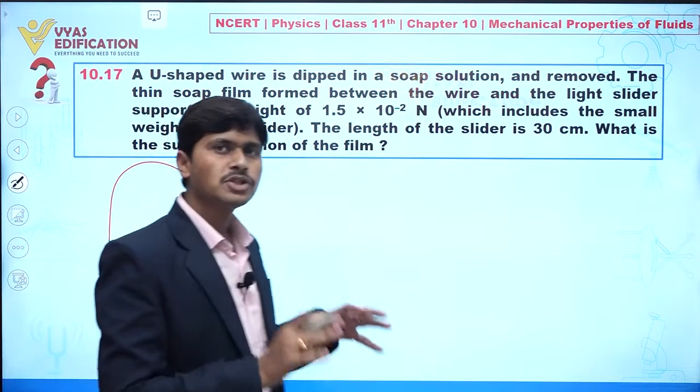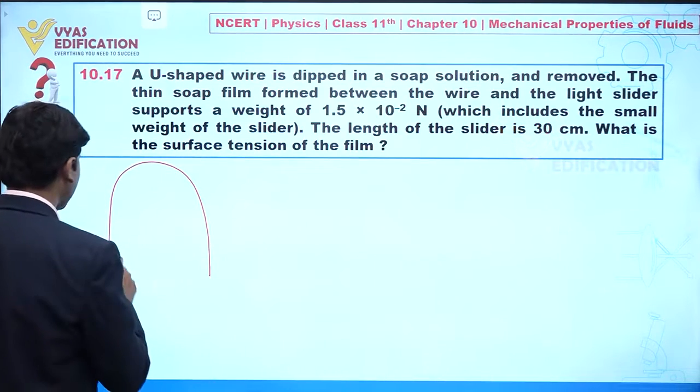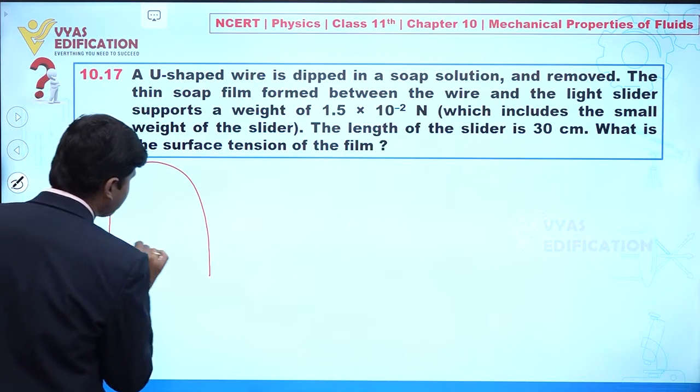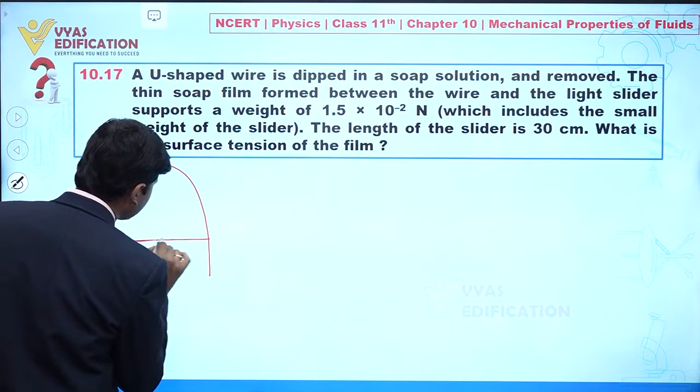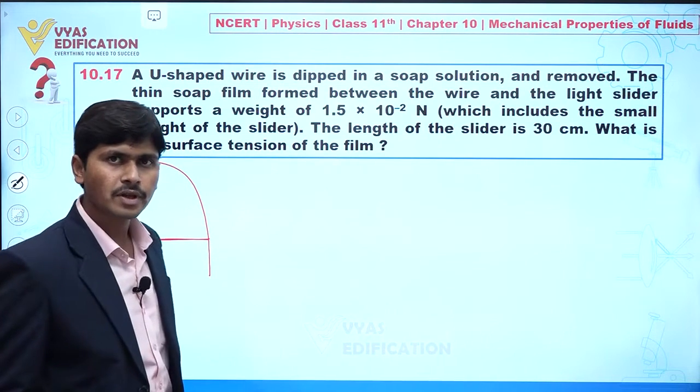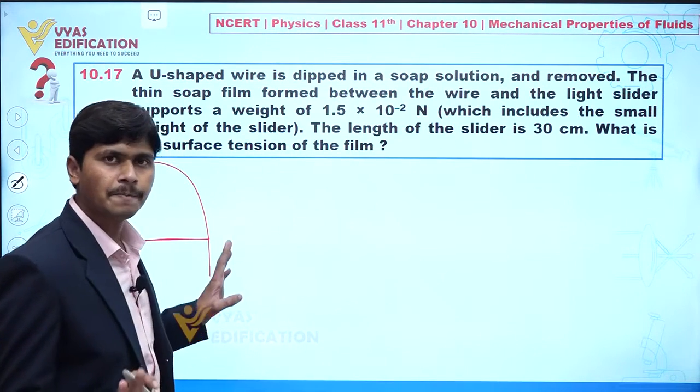clear, and let's suppose this U type of wire is dipped in a soap solution, clear, and let's suppose here we connected a wire and this wire can slide on this U tube, or we can say this U-shaped wire, fine.